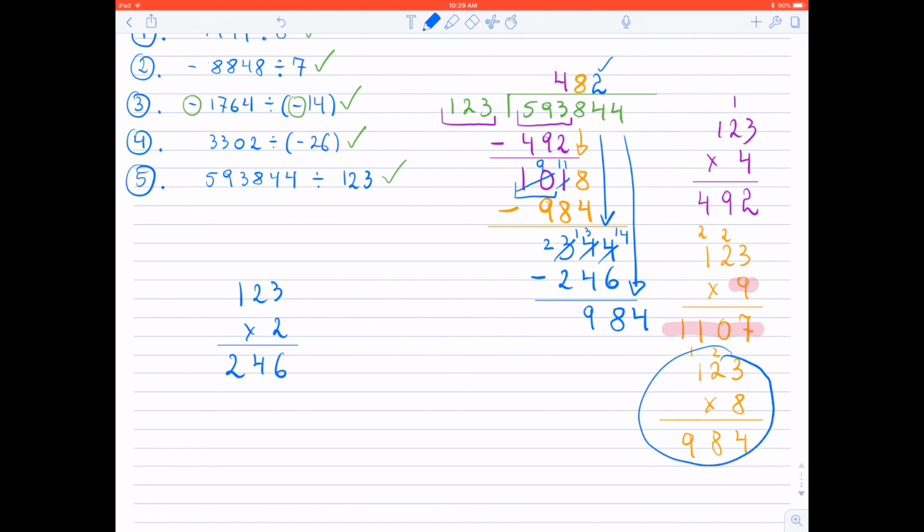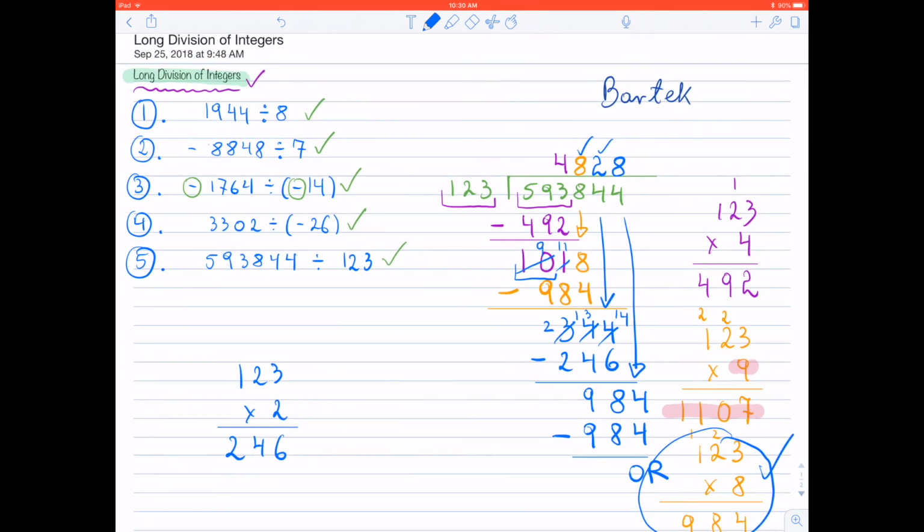Oh, and look at that. Actually, so I've noticed we already did this. Okay, for the orange 8 there. So 8 times 123 is actually 984, which is what we have. So our last answer is going to be 8. So 8 goes into, 8 times 123. So we subtract, and we're done. And that's our answer, 4,828.